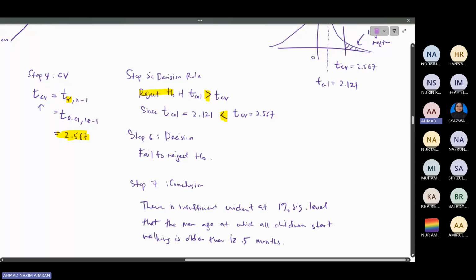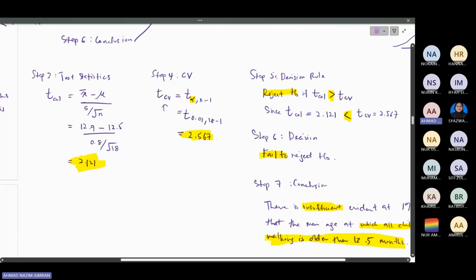All right, so remember, which all children start walking is older than 12.5 months. This is actually our alternative hypothesis, because we are testing the alternative hypothesis. And usually the alternative hypothesis is mentioned in the question. And if we fail to reject H null, we have insufficient evidence.